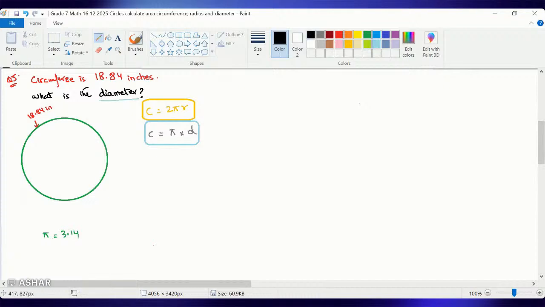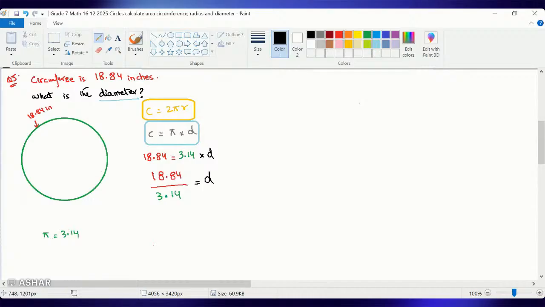So we replace the value of the circumference, that would be 18.84 is equal to pi, which can be replaced by 3.14, multiplied by the diameter. Since 3.14 is multiplying on this side, when it goes to the other side of the equal sign, it divides. 18.84 is divided by 3.14. That equals the value of the diameter. Can we put these values into the calculator?